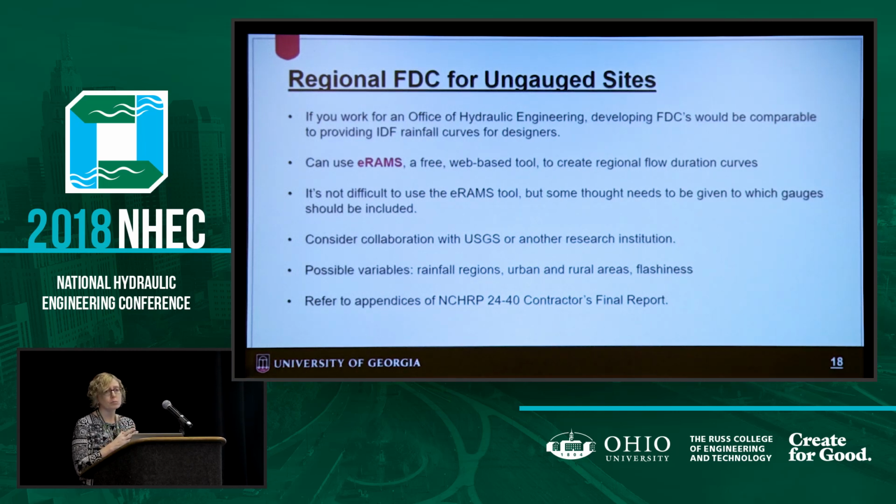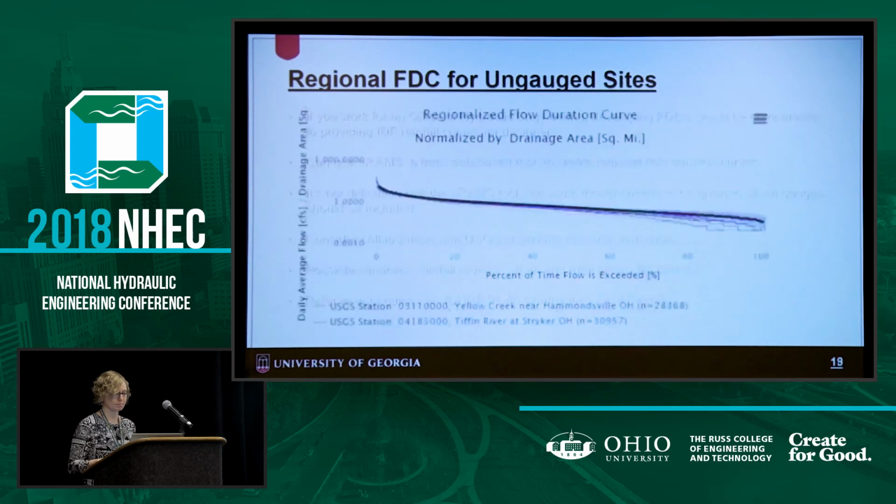Some possible variables you want to consider would be your rainfall regions, urban versus rural, and flashiness of your stream. And I would refer you to the appendices of the NCHRP 2440 Contractor's Final Report. It has step-by-step instructions for walking you through what you need to do to create a regional flow duration curve. But that is the Contractor's Final Report, not the shorter version, the A53.